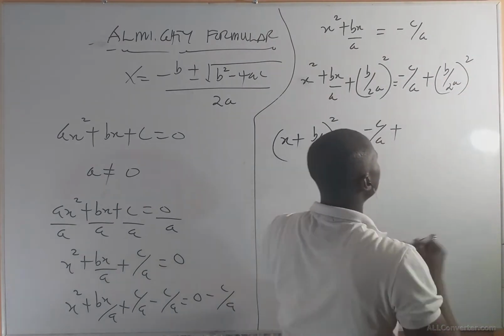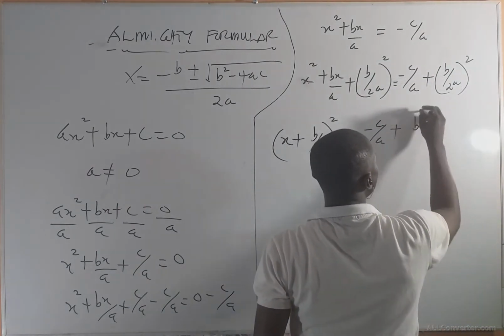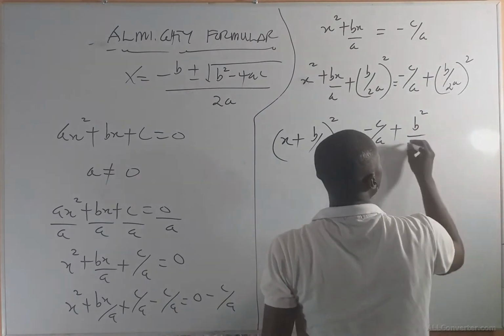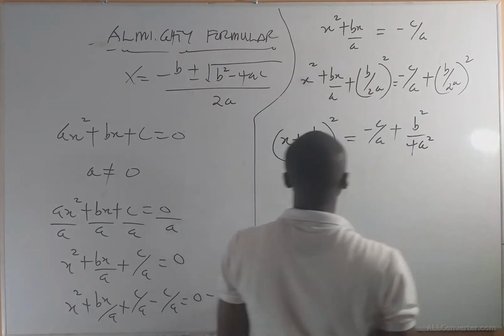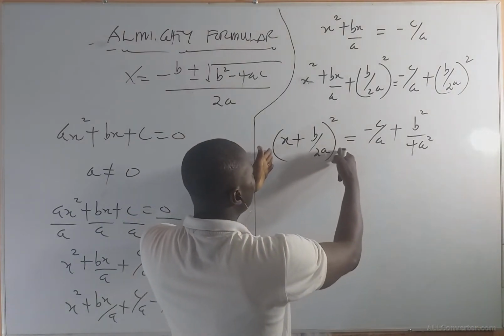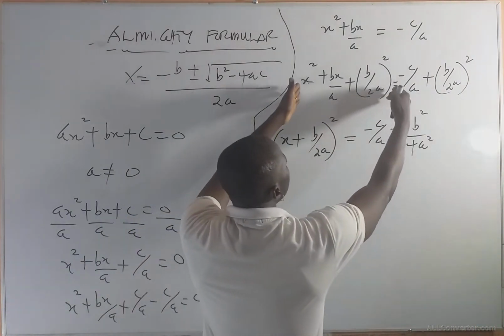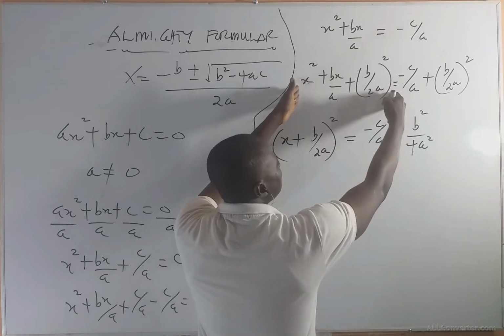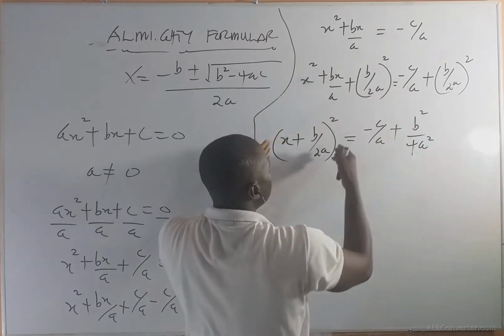is affecting both the b and the 2a. So this will be b squared over 2 squared, which will give us 4. Then we have a squared. So take note that when you simplify, that is x plus b over 2a all squared. This will give you the same expression here. We have not changed it. You can take your time and expand this.